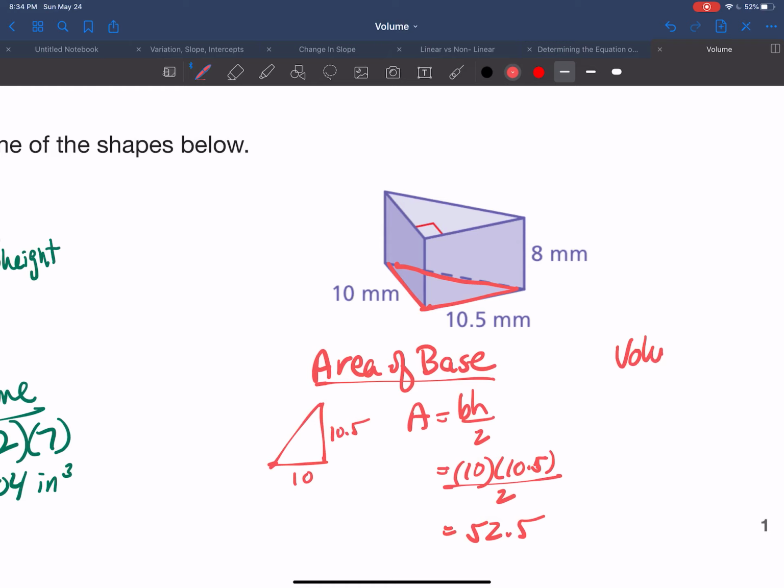And then we take that answer to find the volume, we multiply by the height. Don't remember what it is. 52.5 times 8 is 420 millimeters cubed. Again, for this volume, we have cubed. When it's area, the area here would be millimeters squared.